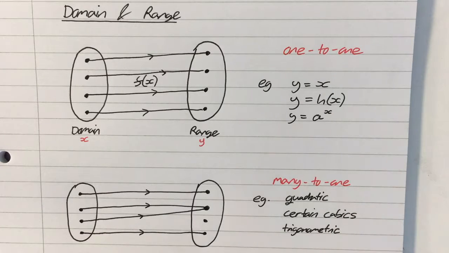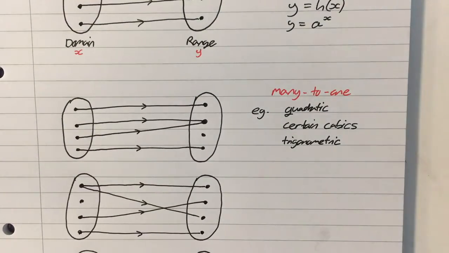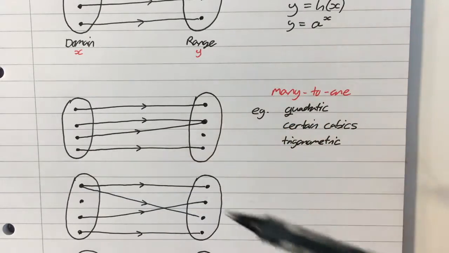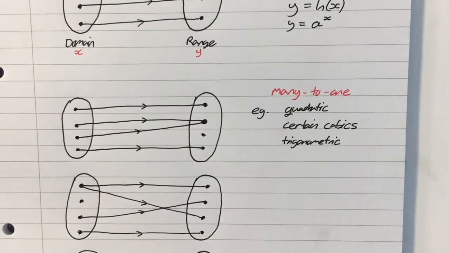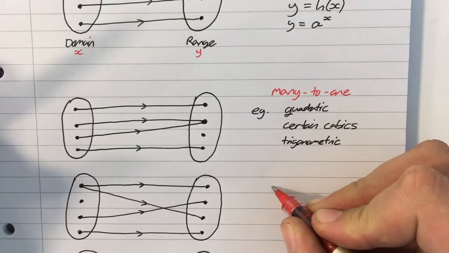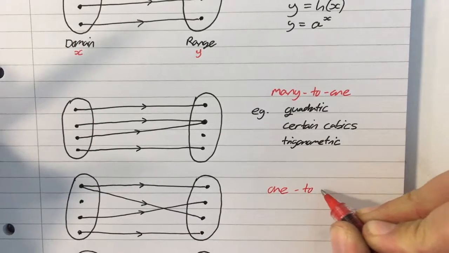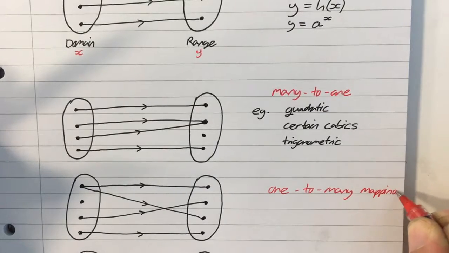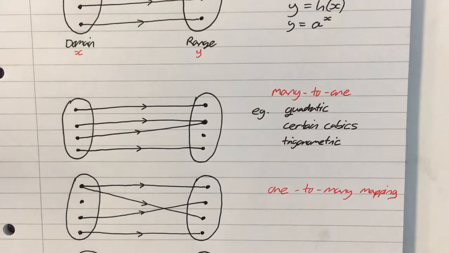Okay? But there's more. What happens if you input a single x value and that actually yields multiple y values? It's not a function. You are right, it is not a function. It's referred to as a one-to-many mapping, not a function.